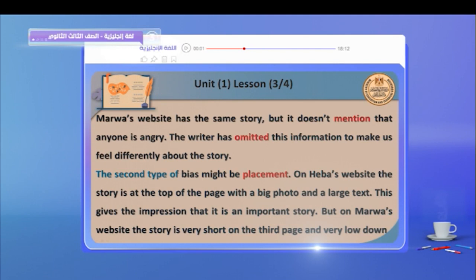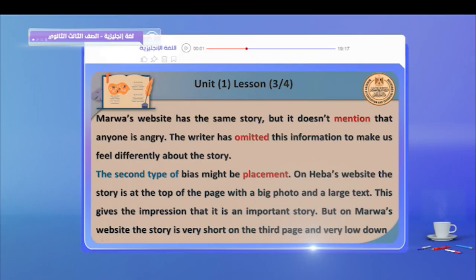On Heba's website, the story is at the top of the page with a big photo and a large text. Can you imagine it? When you have the newspaper and you see that in the first page we have a news story with a big or huge title or headline, and at the same time we have a big photo, صورة كبيرة وعنوان كبير يبقى على طول كده و large text أو الخط مكتوب بخط فونت كبير، يبقى أنا كده عرفت إن دي something really important. أول ما أشوفها كده في أول صفحة because we all know that the first page is the most important page in the news.